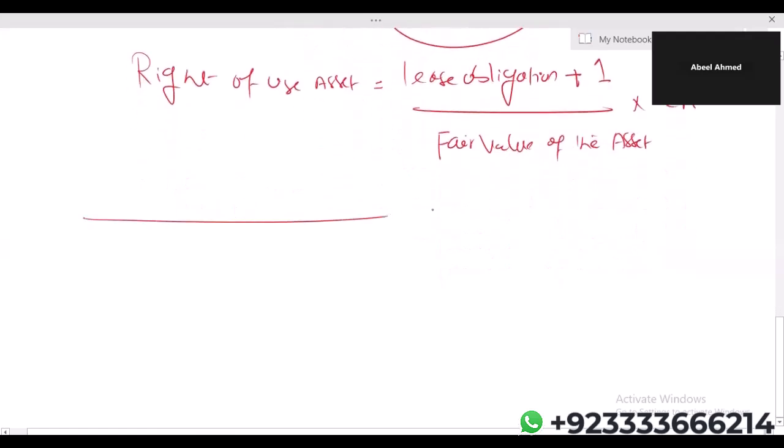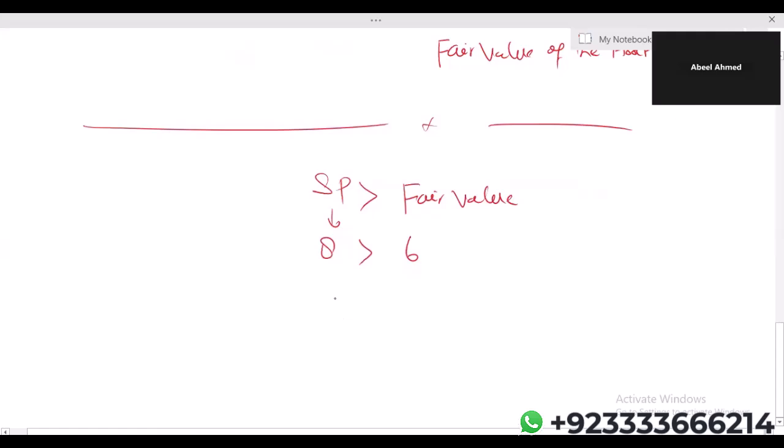Now, the third and final possibility. There is a possibility that the selling price is more than the fair value. Assuming it is 8 million and the fair value is 6 million, if this is the case, then the additional amount is a loan component. Additional is a financial liability.